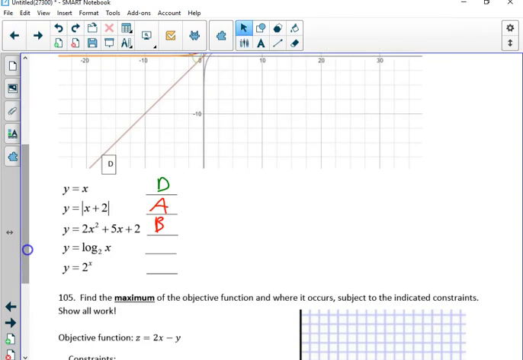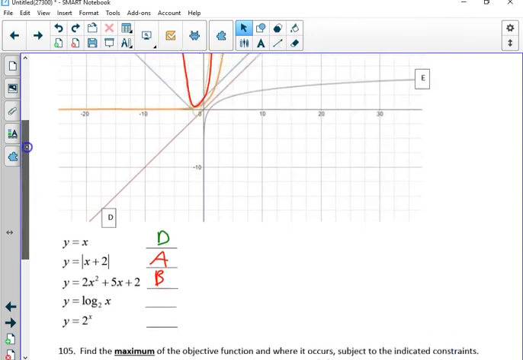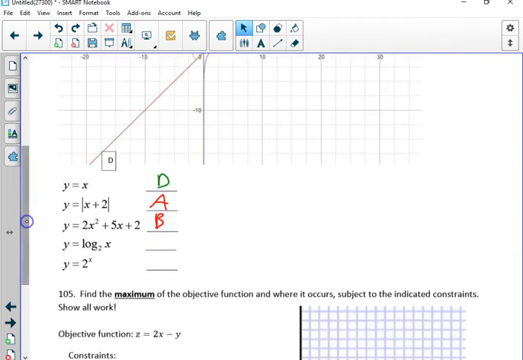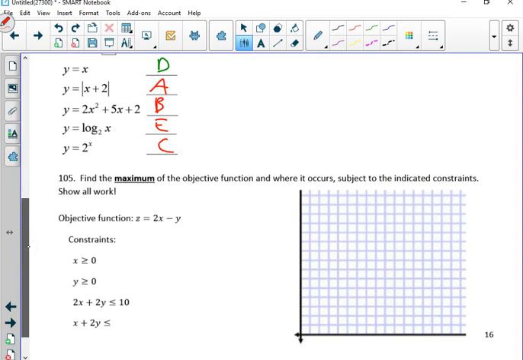Log base 2 of x. Let's say you cannot remember which one that is. So you clear that out. You go to math, go to log base, put a 2 over, put an x, and hit graph. And if you can't remember the difference, there's E. And what does that leave? 2 to the x, which is exponential, which is C. Again, you can put that in the calculator to confirm.